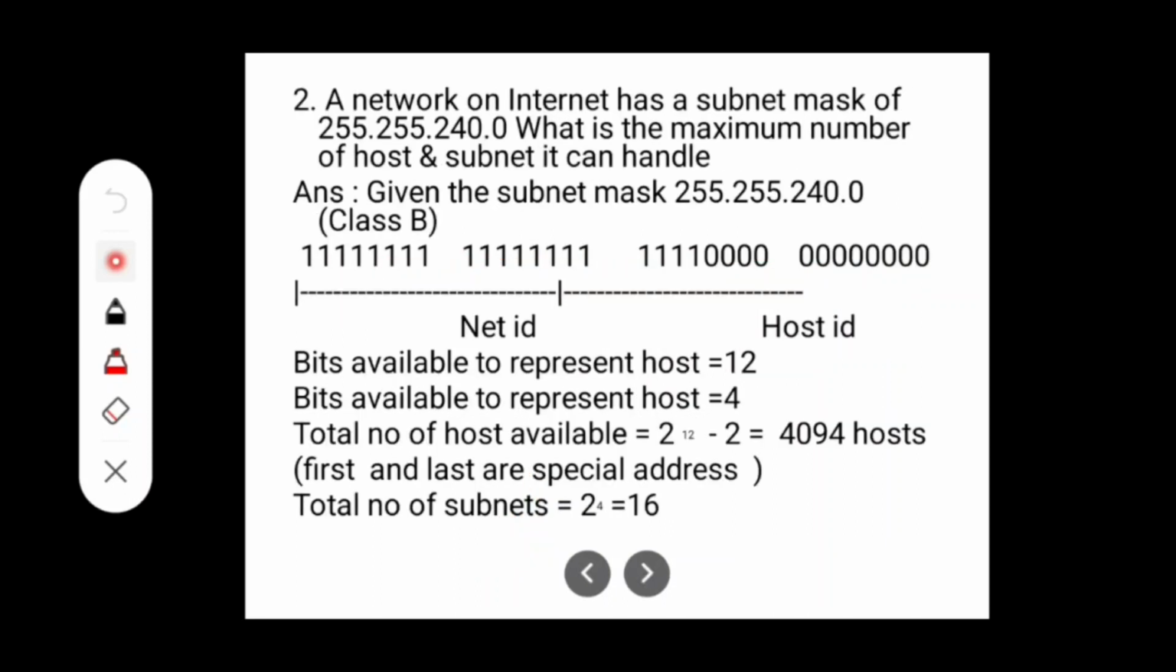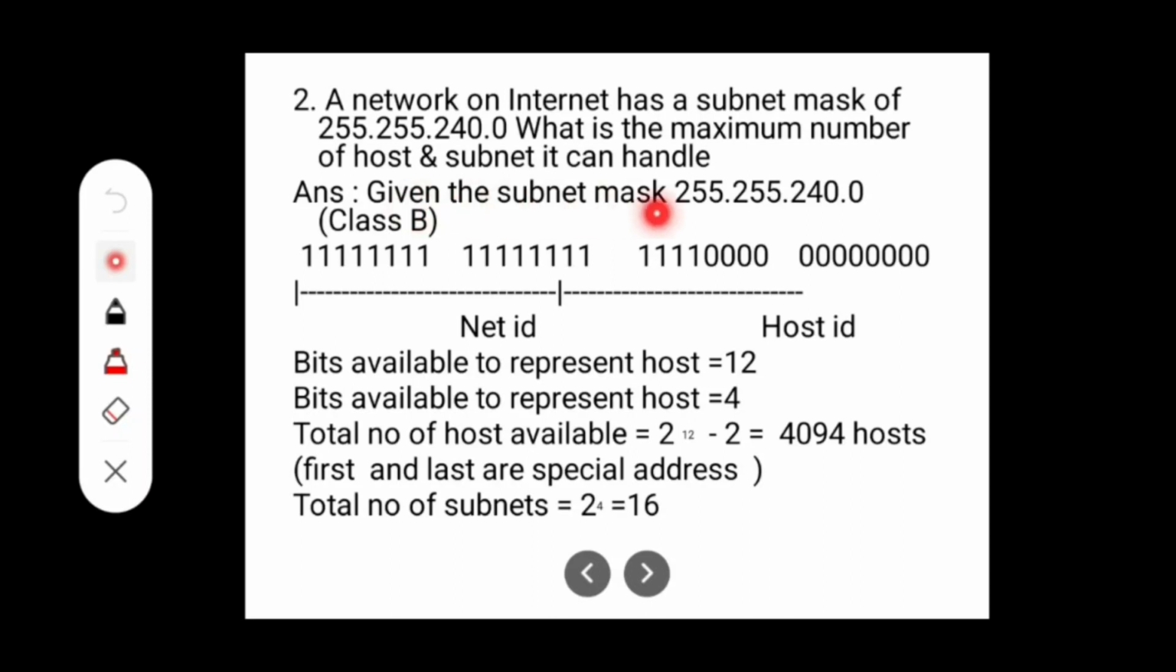Now the next question is of another type. A network on the internet has a subnet mask of 255.255.240.0. What is the maximum number of hosts and subnets it can handle? In this question they are asking to compute the number of hosts as well as the number of subnets. This is another method of question. So we have to take the subnet mask.